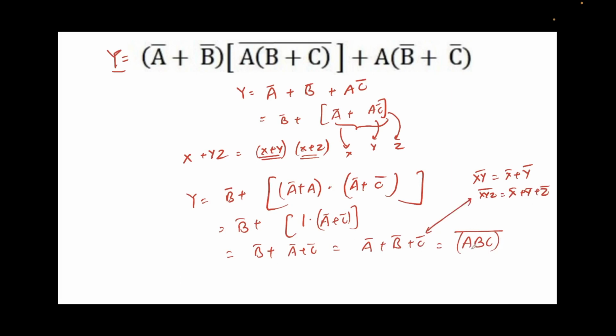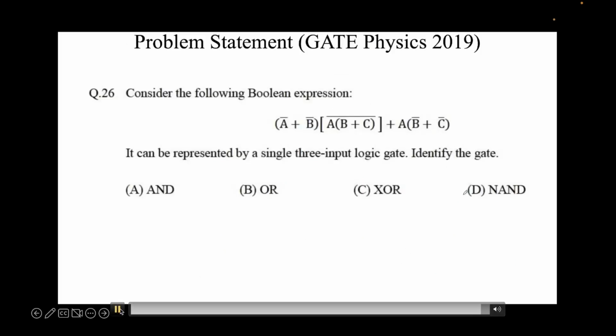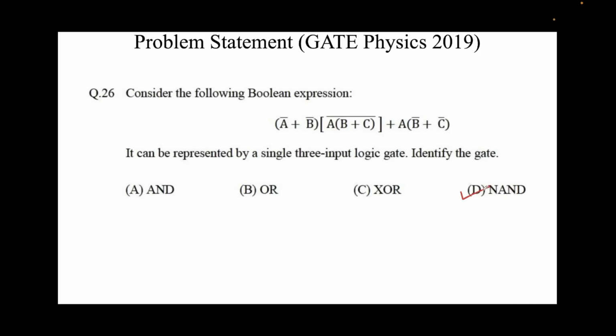Now this is what's happening here. We are adding the three inputs and then taking an inverter. This is nothing but a NAND gate, and hence the correct option is D, NAND.